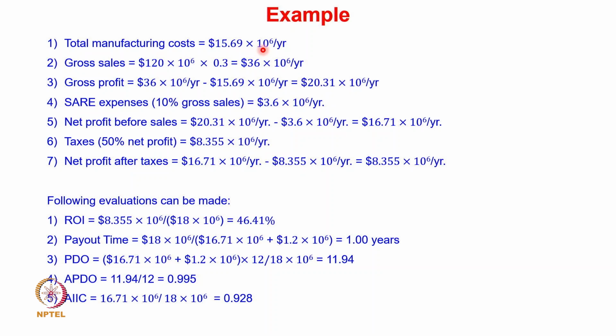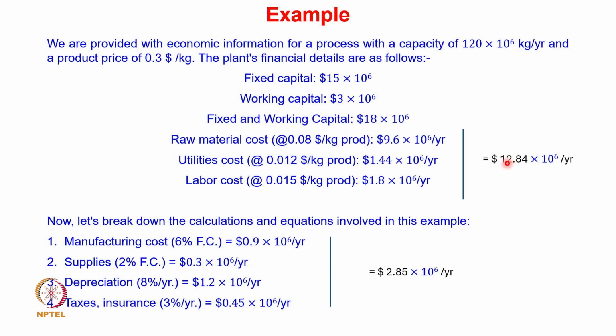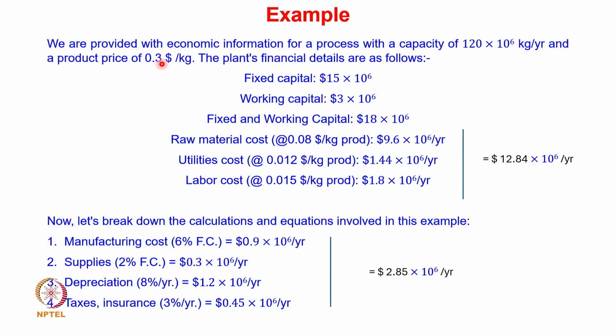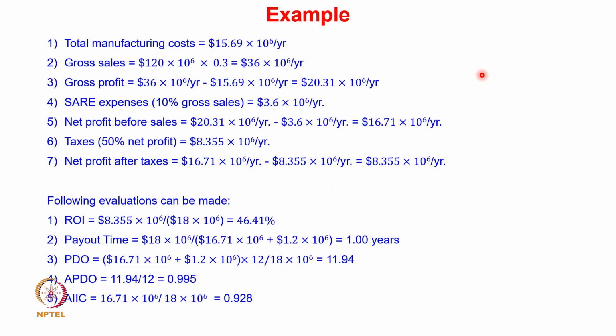So this is nothing but what? This we have obtained by adding this 12.84 into 10 raised to power 6 plus 2.85 into 10 raised to power 6. So that comes around 15.69. So once we have obtained the manufacturing cost, now we can again obtain how much is the gross sales. So you can see that the rate is given. You can see that the product price is 0.3. So 0.3 multiplied by this 120 into 10 raised to power 6, that is going to give us the gross sales. So gross sales comes around 36 into 10 raised to power 6 dollars per year.